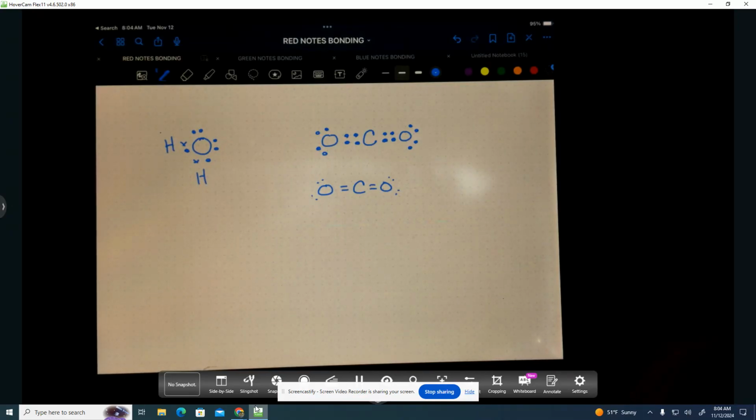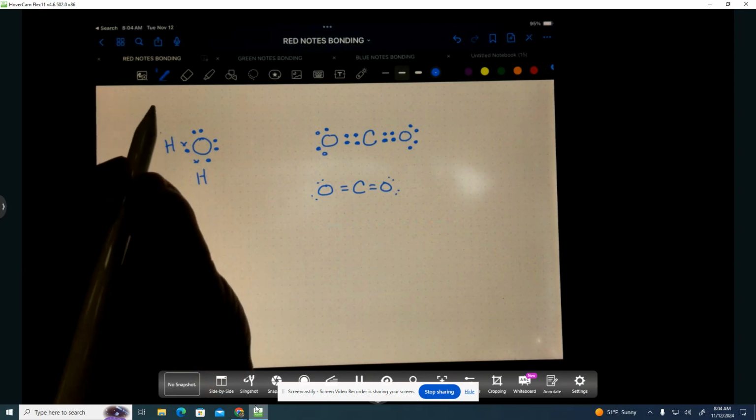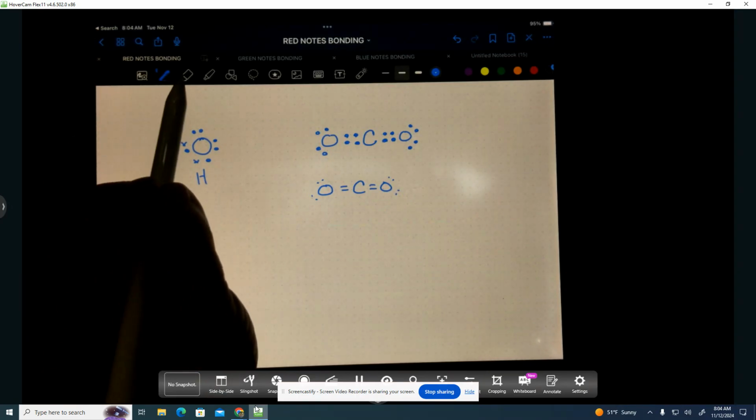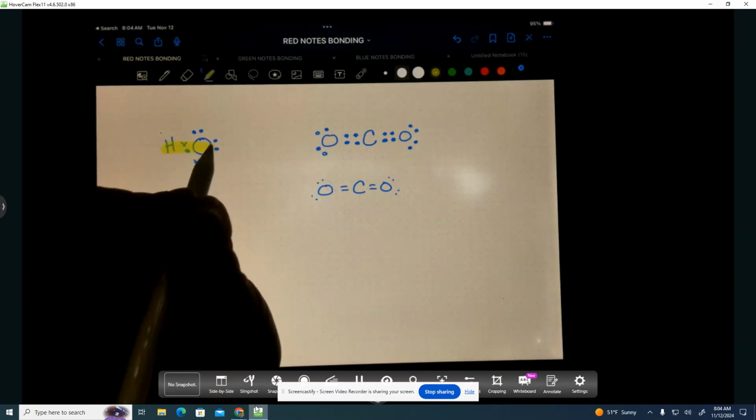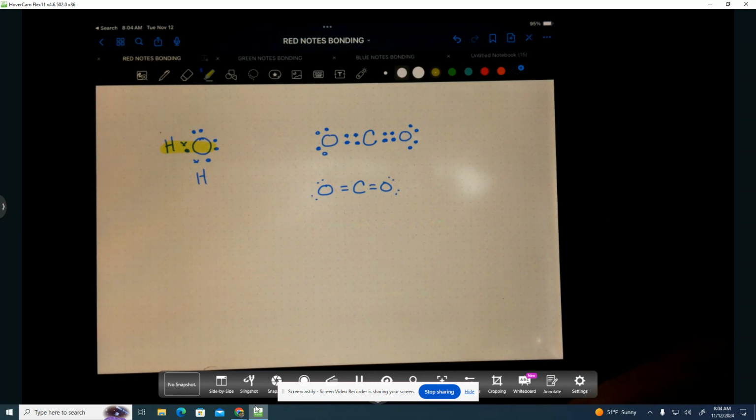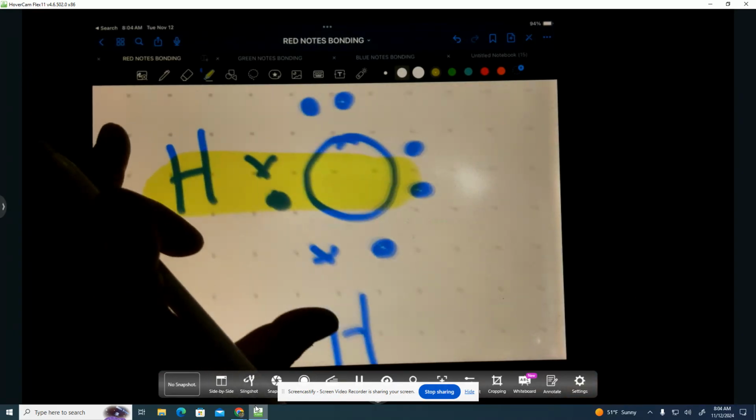Okay? Let's talk about now, this is new. Let's talk about the bond versus the molecule. So this is a bond. What kind of bond is it? Covalent. It is a covalent bond. Is that covalent bond sharing those electrons equally or unequally? Unequally. Now, why are they sharing those electrons unequally?